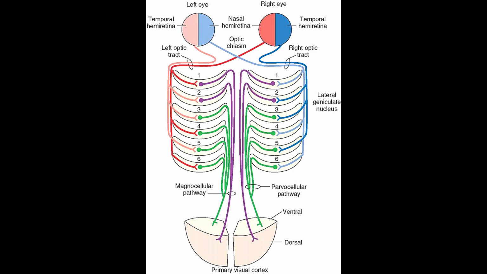Now, remember I said there are 6 layers in the lateral geniculate nucleus, kind of like pancakes piled on top of each other, 6 layers of cells? Well, it turns out that different information goes to different layers in this pancake.